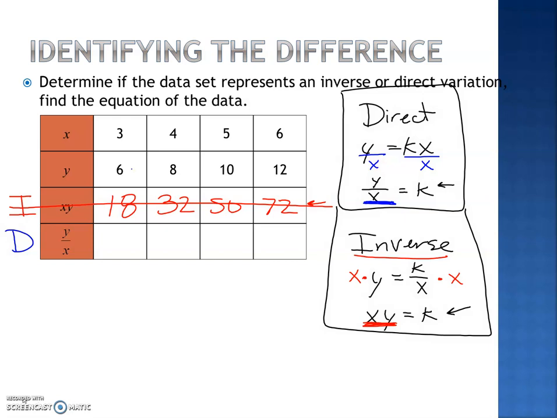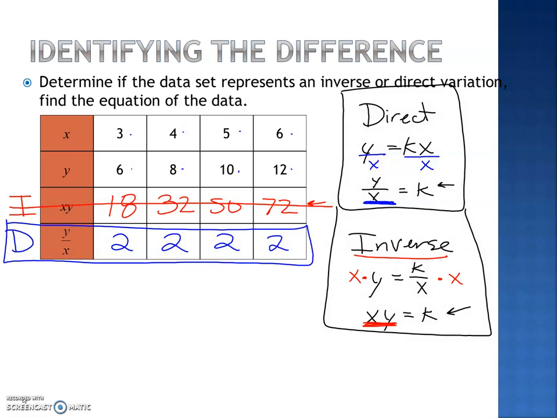So I'm going to take 6 divided by 3, which is 2. 8 divided by 4, which is 2. 10 divided by 5, which is 2. 12 divided by 6, which is 2. So notice here we do have a constant value. And since we have that constant value, I can confidently say that this data set of x and y up here represents direct variation.